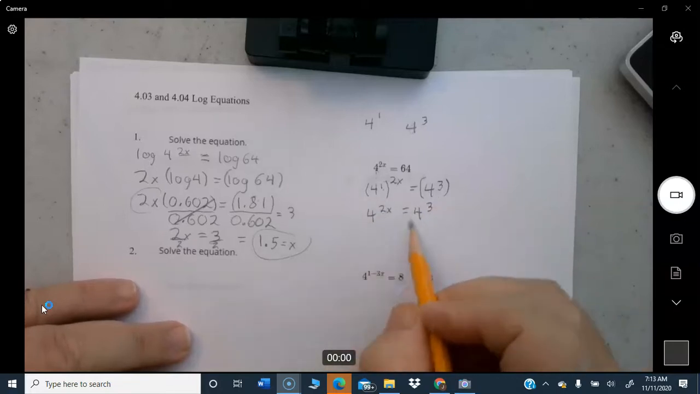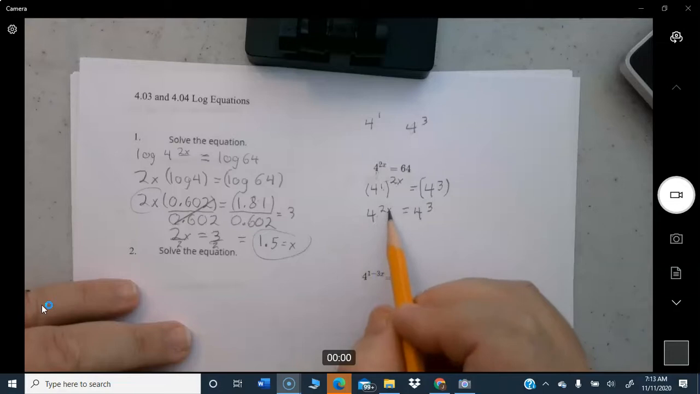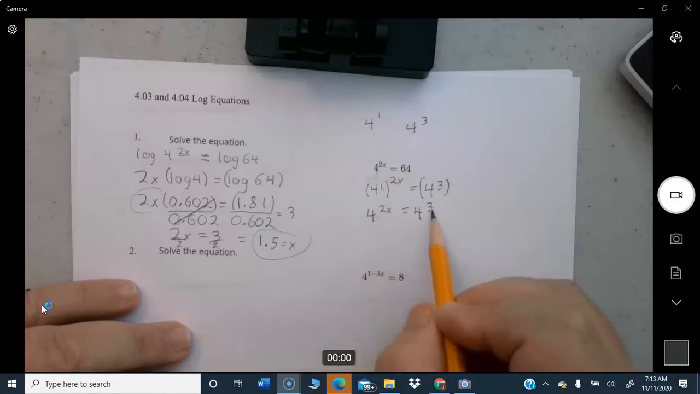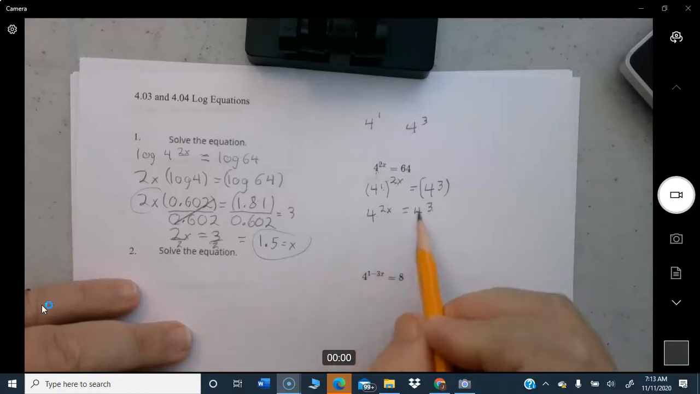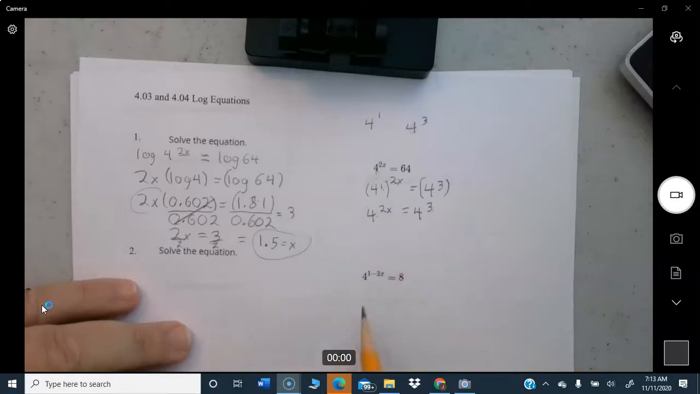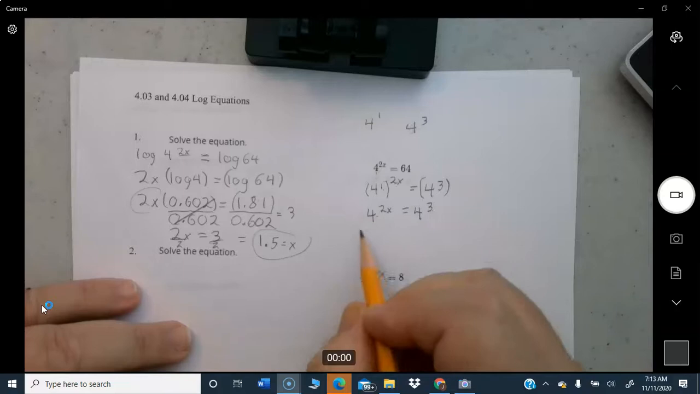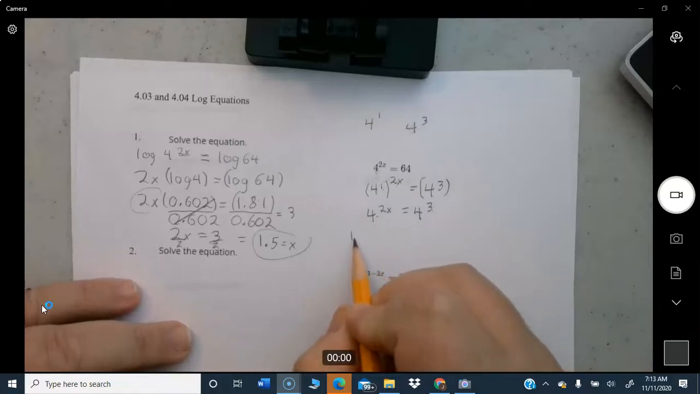If 4 raised to the 2x equals 4 raised to the third, then it stands to reason that 2x equals 3. It has to equal 3 because these two things equal each other. If you're not sure of that, you can take the log of both sides.